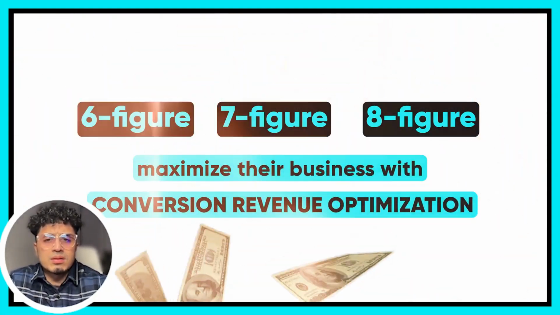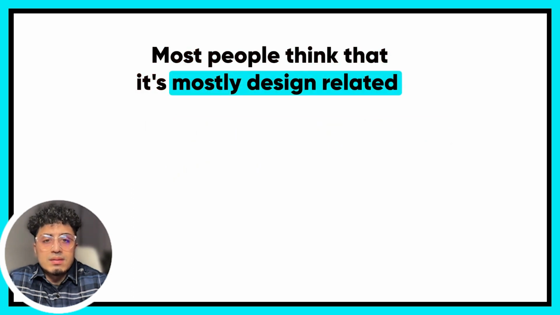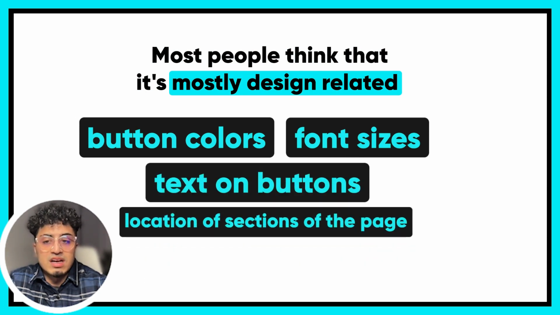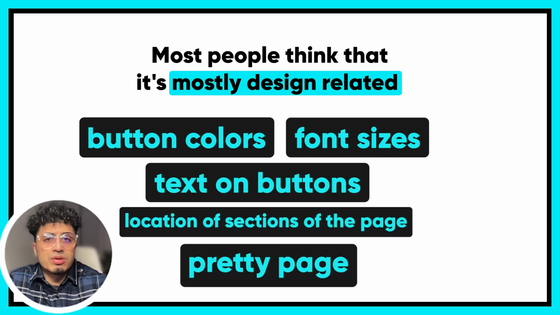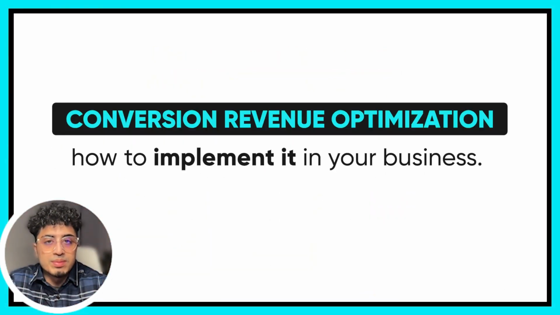But let's talk about the conversion rate side of things for just a second. It sounds sort of mysterious. It is sort of mysterious and abstract. Most people think that it's mostly design related, changing button colors and font sizes and text on buttons and location of sections on pages and having a really pretty page, but that's not the case. So let's talk about conversion revenue optimization and how you can implement it into your business.